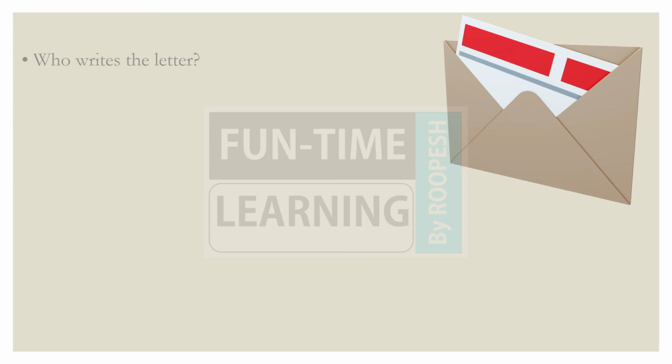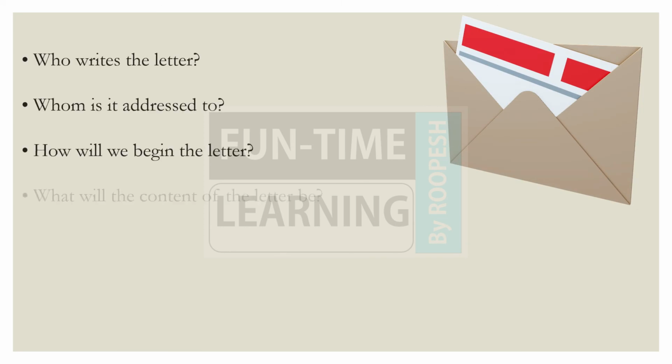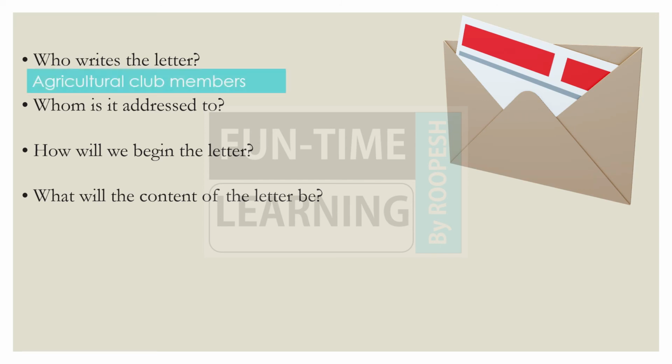So how do you write a letter? So these are the details that are to be included in a letter. One is who writes the letter. Other thing is whom is it addressed to? How will we begin the letter? What will the content of the letter be? Let's begin with the first question. Who writes the letter? We know that it's us who writes the letter. നമ്മൾ തന്നെയാണ് എഴുതുന്നത്. ഇവിടെ ഞാൻ എഴുതിയിരിക്കുന്ന രീതി അഗ്രികൾച്ചറൽ ക്ലബ് മെമ്പേഴ്സ്, കർഷക ക്ലബിലെ അംഗങ്ങളാണ്.